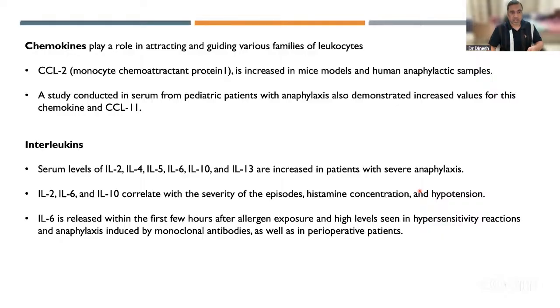Then the interleukins. We have seen in the previous presentation also that interleukin 2, 4, 5, 6, 10, and 13 are increased in severe anaphylaxis. And out of these, 2, 6, and 10 correlate with the severity of episodes and also with histamine concentration and hypotension. IL-6 is released within the first few hours after allergen exposure, and high levels are seen in hypersensitivity reactions induced by monoclonal antibodies as well as in perioperative patients.